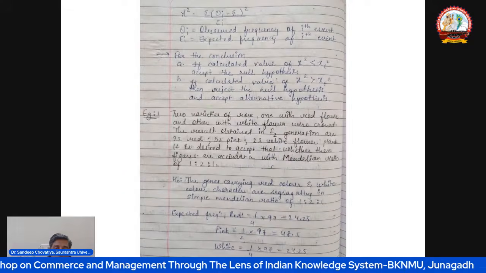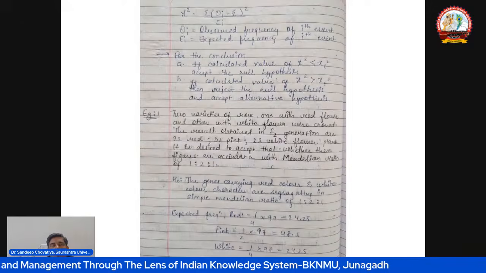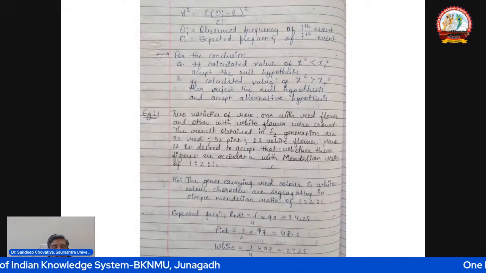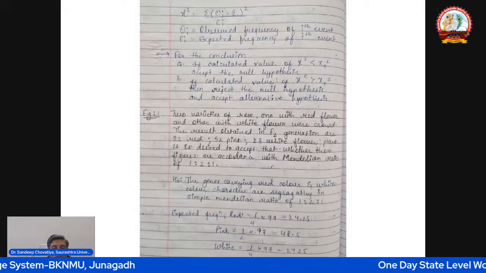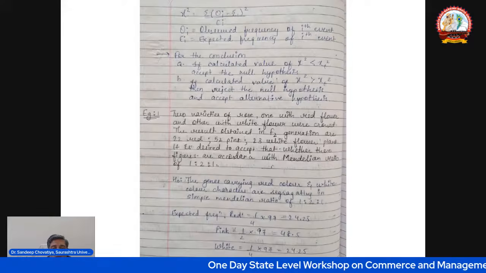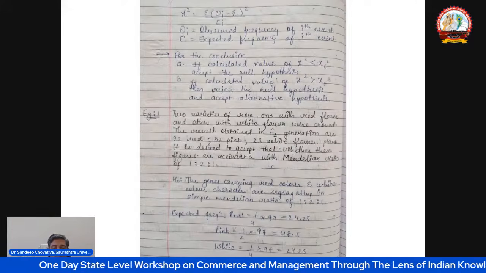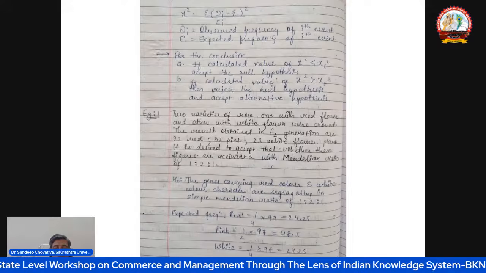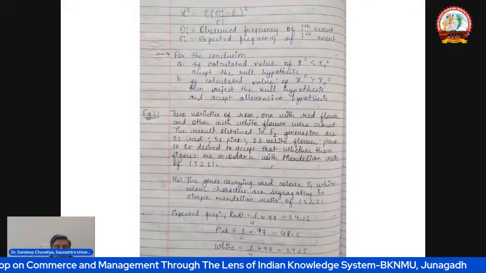So how we prove this? So with the help of the chi-square. So we design the null hypothesis. Okay, the whatever the genes carry red color and the white color characters are regulating into the simple Mendelian ratio, which is a 1:2:1. So we get the expected frequency.